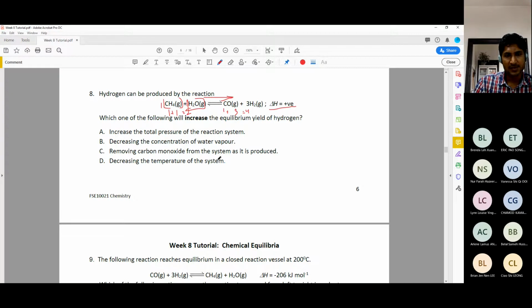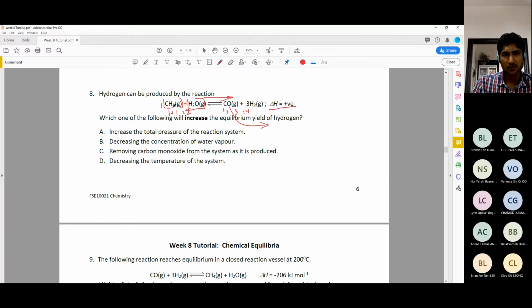Removing carbon monoxide from the system as it is produced. If I remove the carbon monoxide as it is produced, then according to Le Chatelier's principle, the equilibrium will move forward, right? Because there is a void, a vacuum created when I remove the carbon monoxide. To fill up the vacuum, more carbon monoxide will be produced.